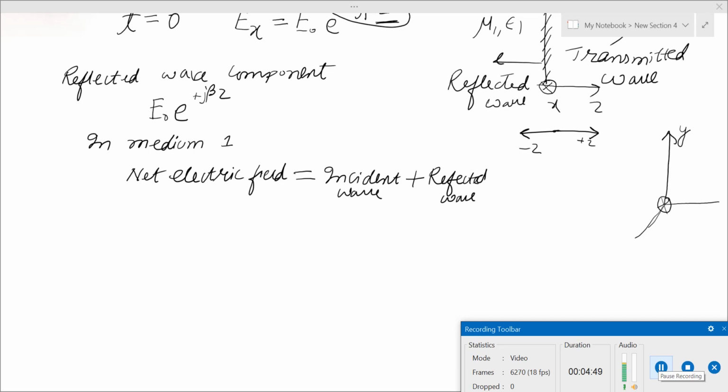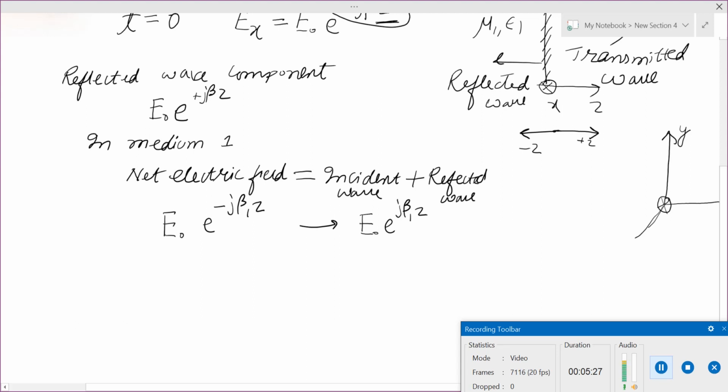Now, how much will be reflected? Suppose I give an example of light. Don't compare it directly with light, but I am giving an example. Suppose there is a surface like a mirror where there is a perfect reflection. What will happen in that case? In that case, if the incident wave is E naught e to the power minus j beta 1 z, the reflected part will be E naught e to the power j beta 1 z. So I'm writing here beta 1 for medium 1.